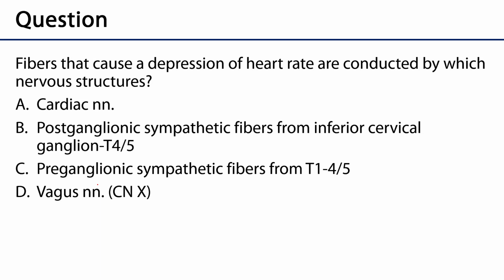Well, sympathetics elevate heart rate and dilate coronary arteries. So cardiac nerves are sympathetic. Preganglionic and postganglionic sympathetic fibers are sympathetic. Heart rate is depressed by the parasympathetic component of the autonomic nervous system, which is supplied to the cardiac plexus by the vagus nerves. Cranial nerve 10 is the correct answer.